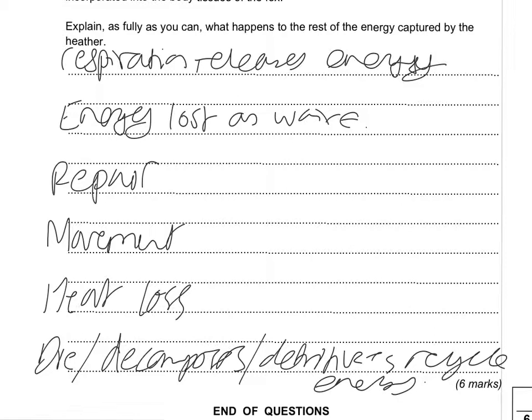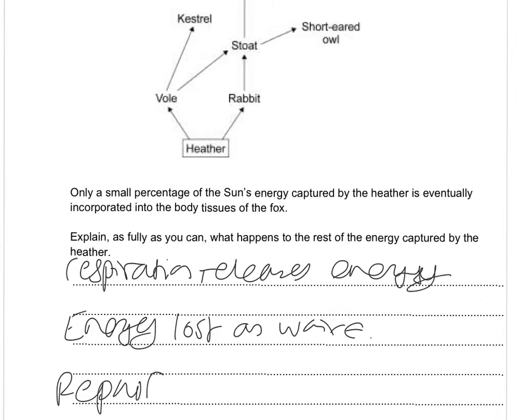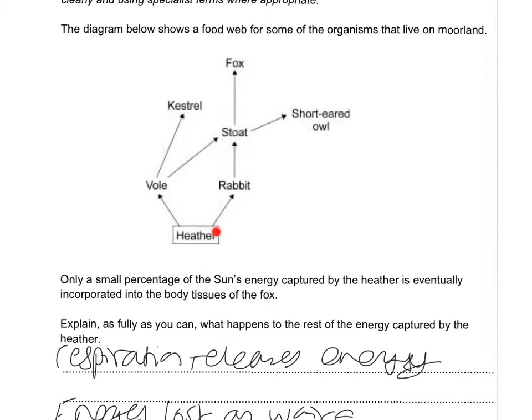Okay, what you should not be saying in this sort of question is that, if we go back up, the heather starts with the energy, the rabbit takes some of the energy, the stoat takes some of that energy, and the fox takes some of that energy. That is not what the question is asking you to do. If you look at it carefully, explain as fully as you can what happens to the rest of the energy captured by the heather. So it's not talking about how the energy gets passed on to the other animals in the food chain, it's talking about what actually happens to the energy that it's using.